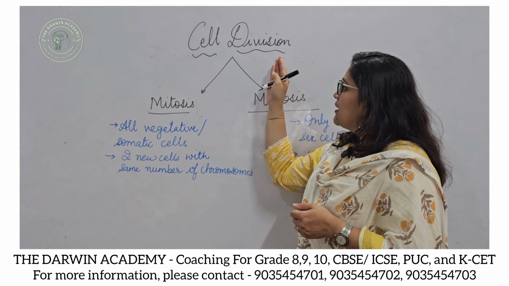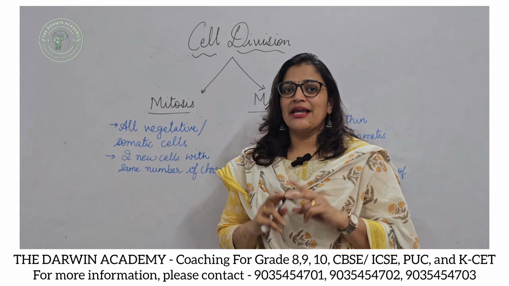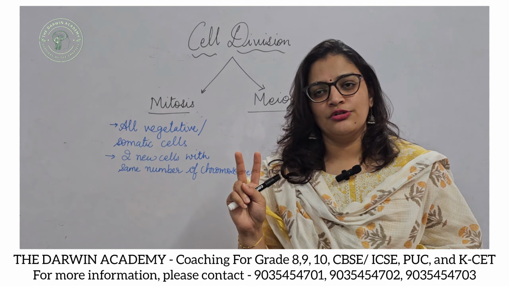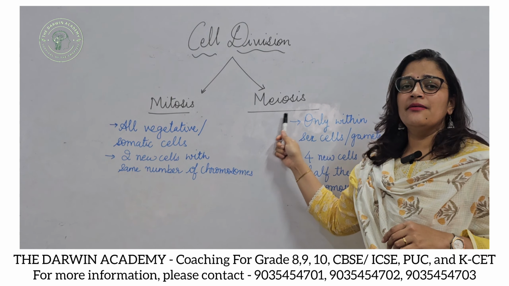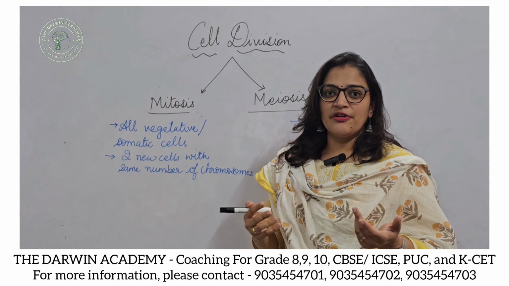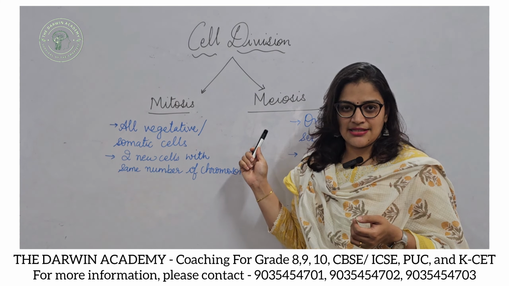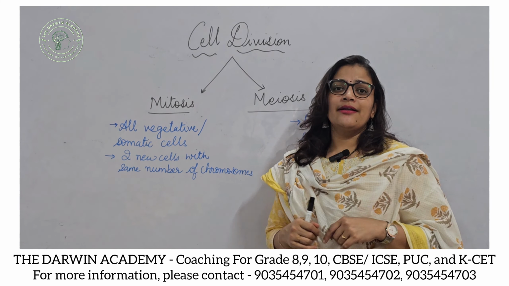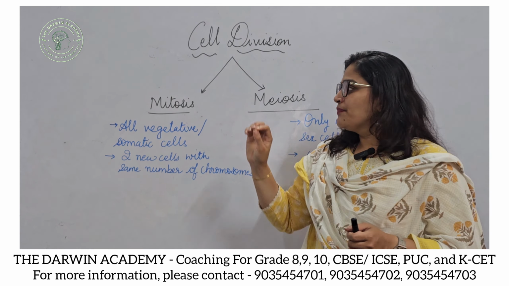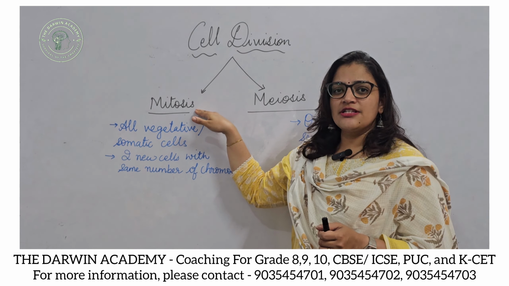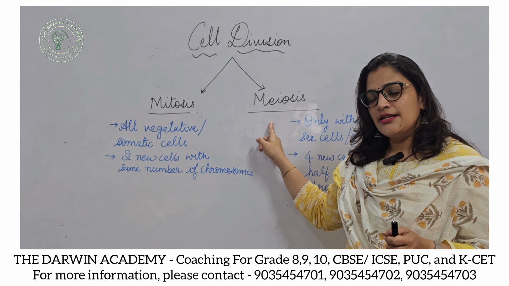So, the way cell divides can be categorized into mainly two types. First one is mitosis and the second one being meiosis. Some people would prefer calling this as meiosis as well. Both of them are acceptable. So, the way a cell divides is either by mitosis or meiosis.